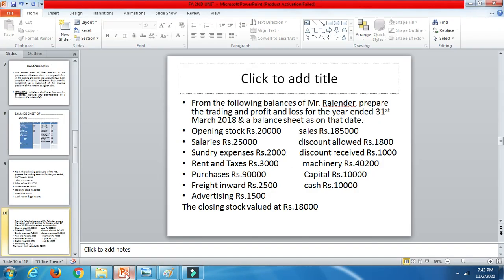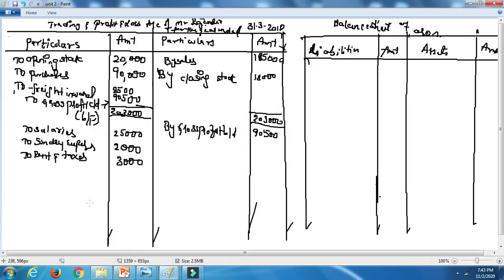Purchase over, freight over. Now we have taken already in trading. Now we are going to take advertising, 1,500. It's also an expenditure, so debit side. To advertising, the amount is 1,500. What's the next one?